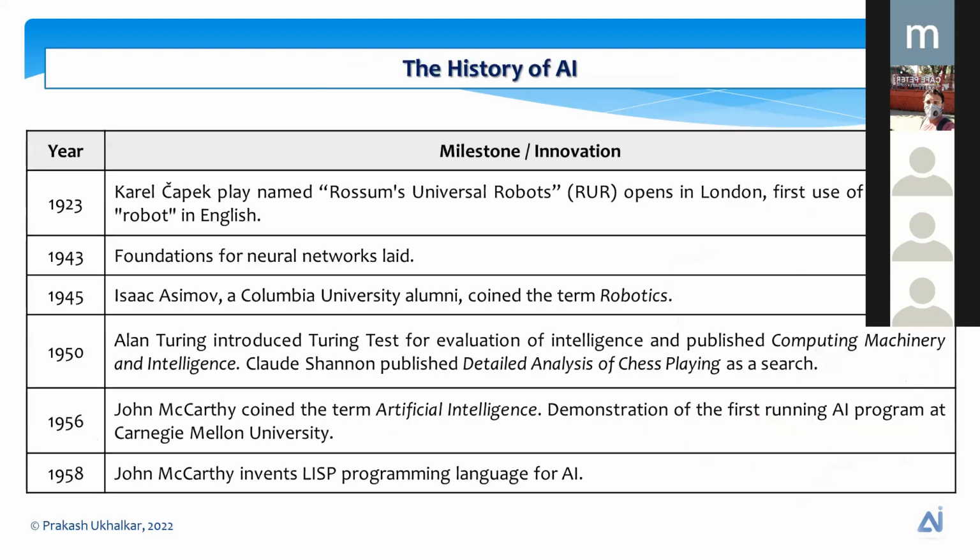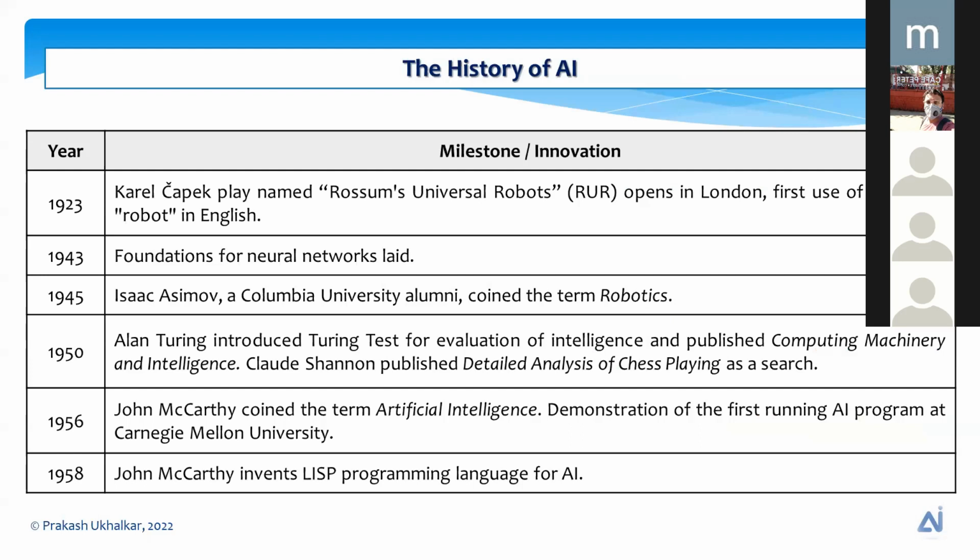Then the history of AI. I'll give a quick overview of the history of AI here. I have summarized many points over the years, so it will help you quickly go through the historical part, how AI has evolved over the 20th and 21st century. We are moving toward the 21st century, right? So in 1923, you can see Karel Capek's play named Rossum's Universal Robots opens in London. The word robot was first used in that play in 1923.